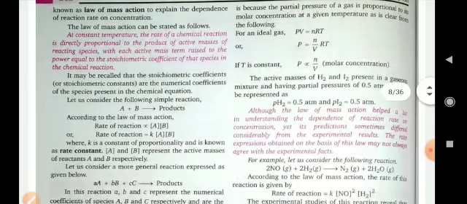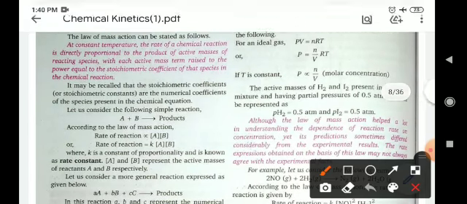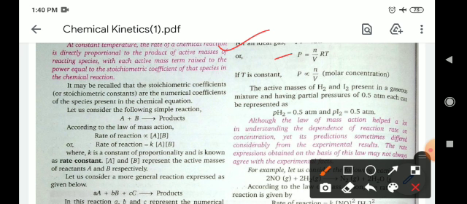For an ideal gas, the equation is PV equals nRT. Now P equals n upon V times RT. So if temperature is constant, then P will be directly proportional to n upon V, meaning molar concentration.